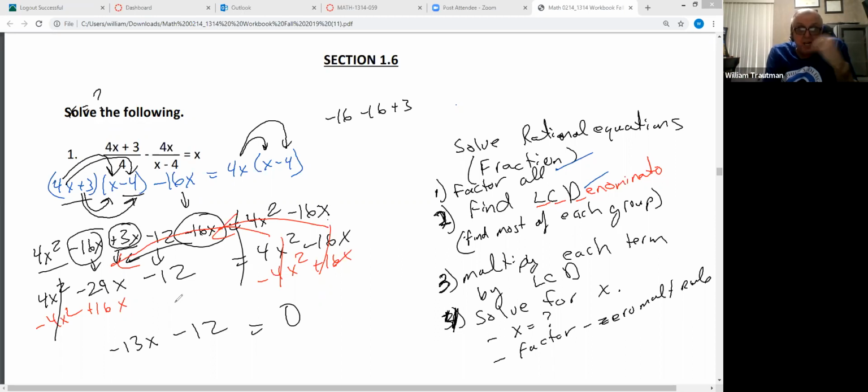So solving for x, once we got all the x's to one side, now I need to keep this x here. I need to get this 12 and this 13 to the other side. The 12 is subtracting. The negative 13 is multiplying times the x. You always get rid of the add or subtract first.